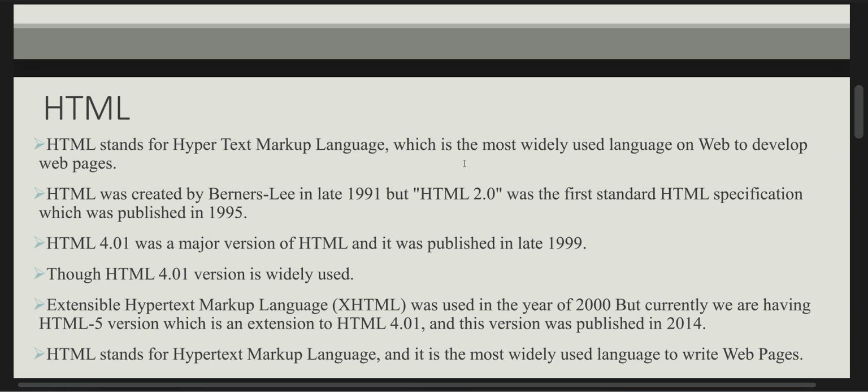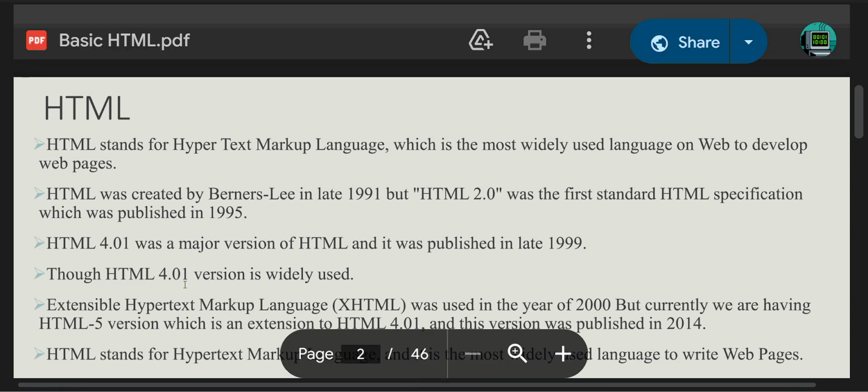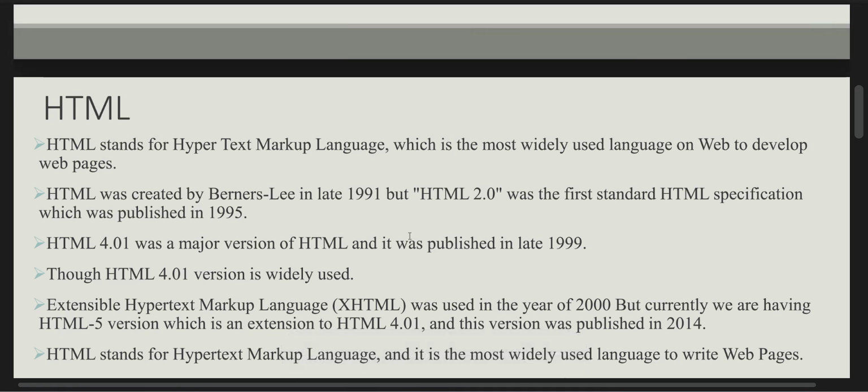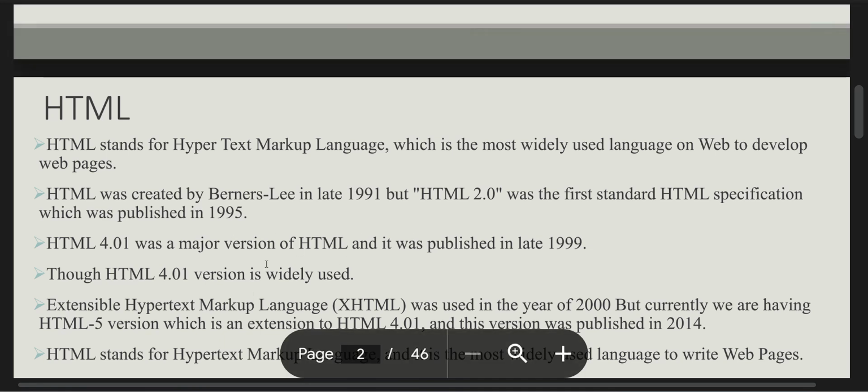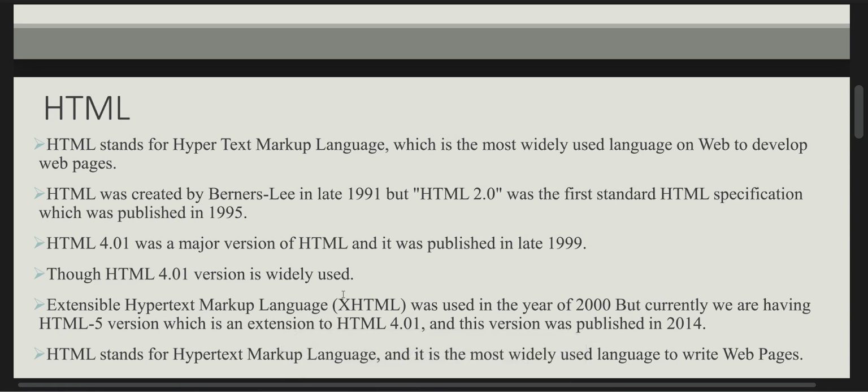HTML stands for Hypertext Markup Language, which is the most widely used language on the web to develop web pages. HTML was created by Tim Berners-Lee in 1991, and the first standard HTML specification was published in 1995. HTML 4.01 was a major version, published in late 1999, and it was widely used in the year 2000. Currently we have HTML5, an extension of 4.0, published in 2014.